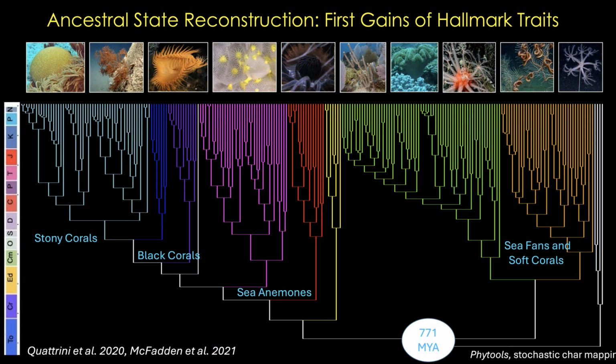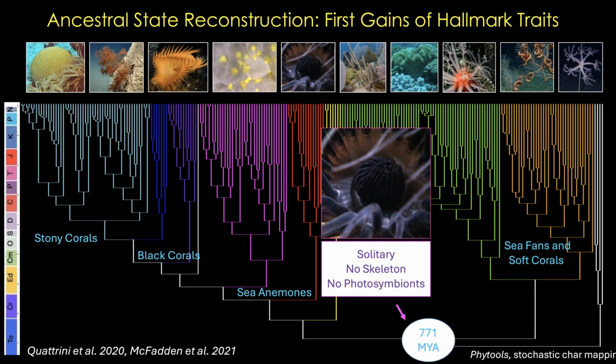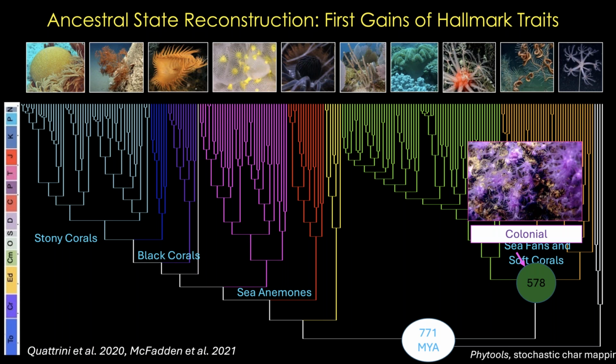Okay, so I'm just gonna, again, highlight some of the major findings and share with you when we see the first gains of some of these hallmark traits across this phylogeny. First, the most recent common ancestor of all Anthozoa was likely solitary. It did not have a skeleton, and it did not have any of the photosymbionts. We see the first appearance of coloniality around 570 million years ago in the octocorals.